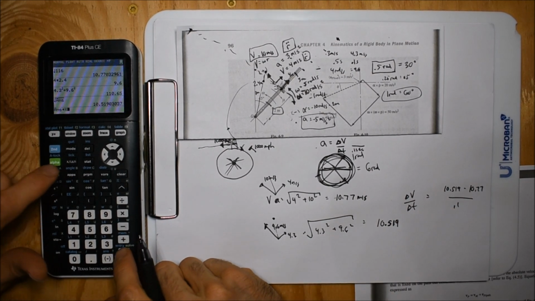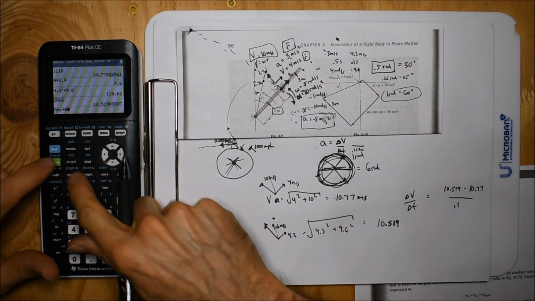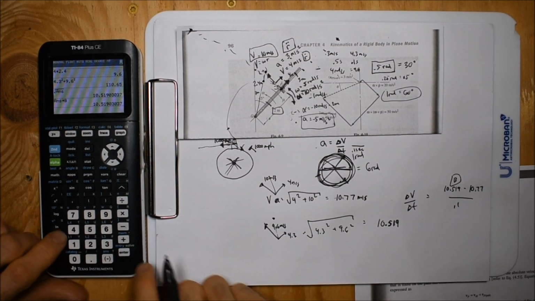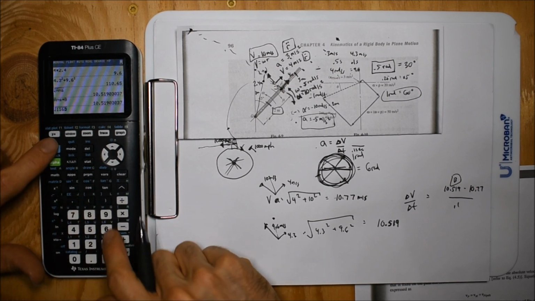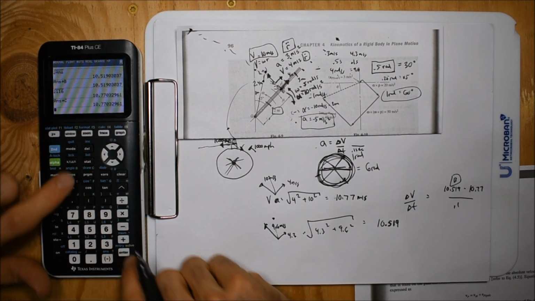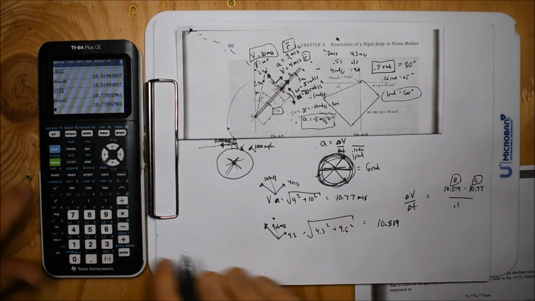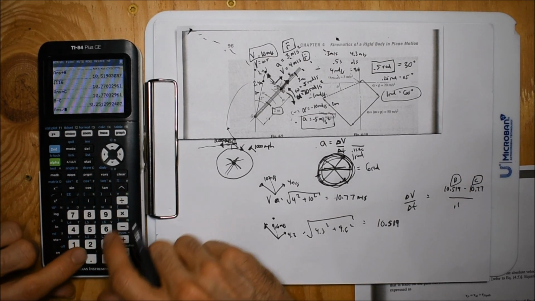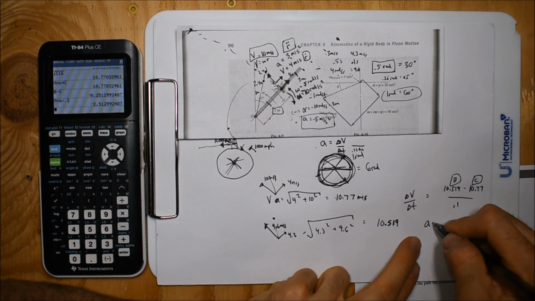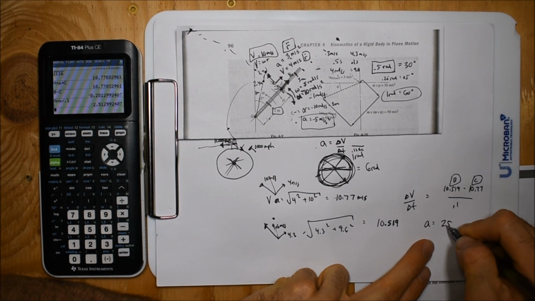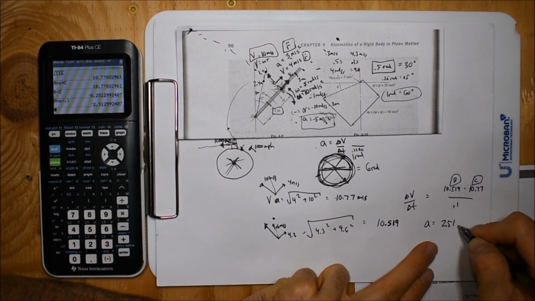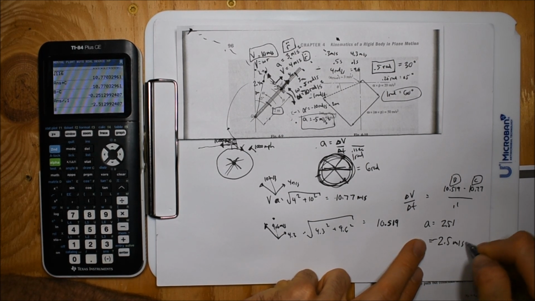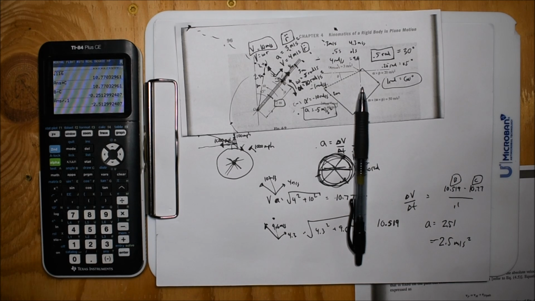So that's going to be 10.519 minus 10.77 divided by 0.1. And we're going to store that as alpha b. So this is b, and then square root of 116 stored as alpha c. This will be alpha c, and then alpha b minus alpha c divided by 0.1. Hell yeah, we get an acceleration of negative 2.5 meters per second squared.